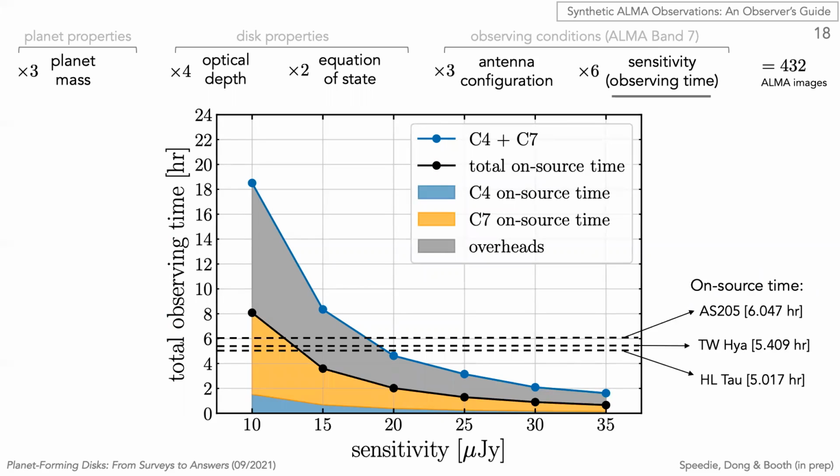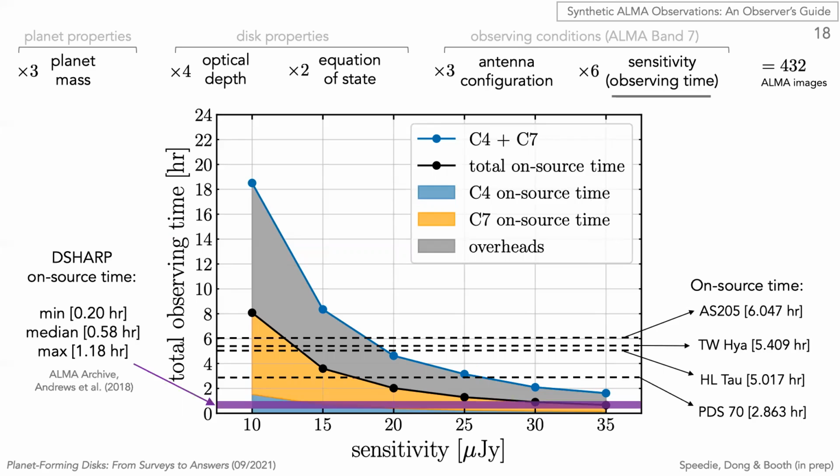Just for some context, the longest integration done on a single disk to date is just over 6 hours of on-source time, not including overheads, on AS205. And all the great science that's been done on TW Hydra and HL Tau involves 5-ish hours of ALMA time. For further context, the on-source time in the D-sharp disks was really quite low. It ranged from as little as 0.2 hours to 1.2 hours, with a median of about 35 minutes.